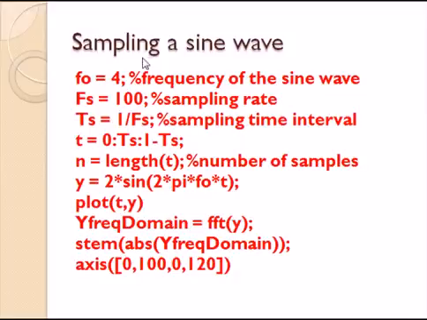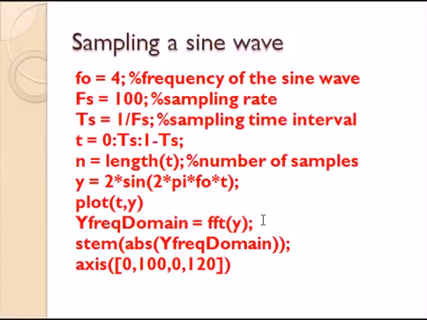So I'm creating a sine wave with a frequency of 4 hertz, and I'm sampling it at 100 times a second. So the sampling period is 1 over 100, or a hundredth of a second. And so I set up a set of times going from 0 to 1 minus that sampling time, incrementing by the sampling time. I set up a number of samples, and then I just calculate the sine function. I picked an amplitude of 2 for no particular reason, but I use F naught as a frequency. So we get this 4 hertz sine wave. And then I just plot the sine wave.